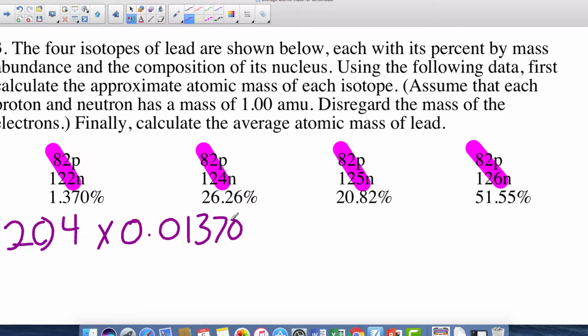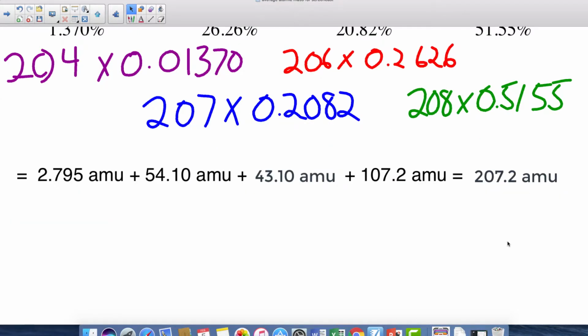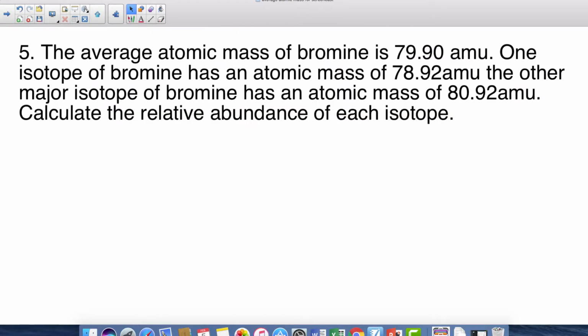So the first isotope is 204 AMUs times the 1.37%. The second isotope is 206 AMUs times the 26.26%. The third isotope is 207 AMUs times the 20.82%. And the fourth isotope is 208 AMUs times 0.5155. When you do the math for each one and add them all together, you get 207.2 AMUs.